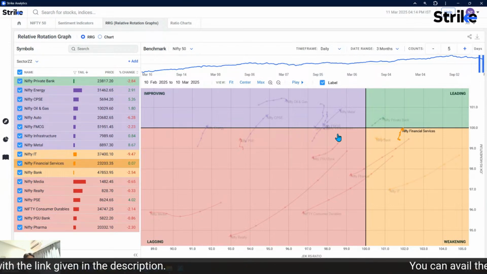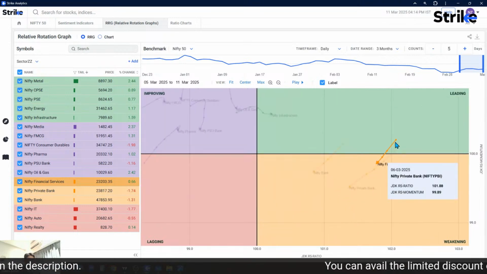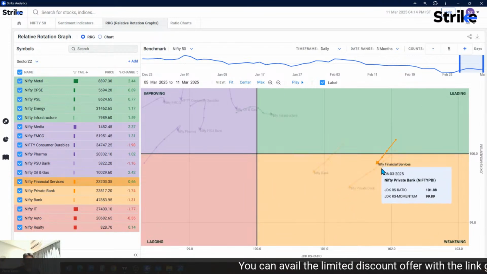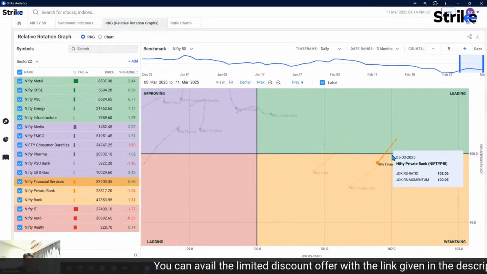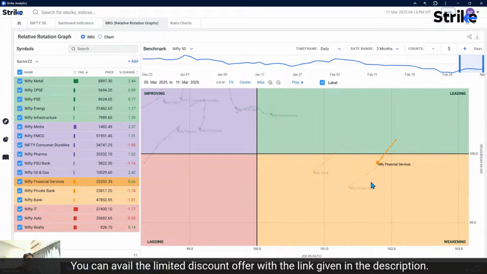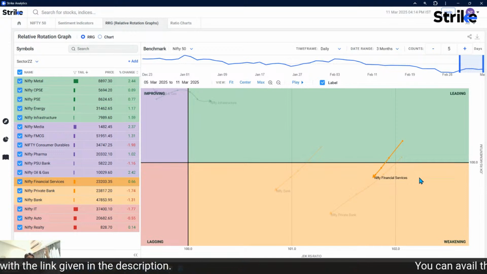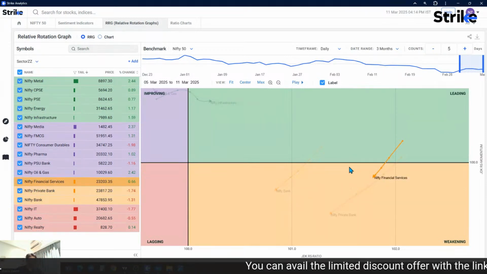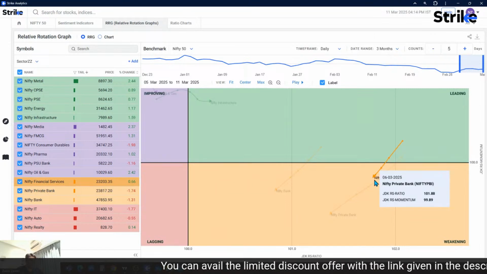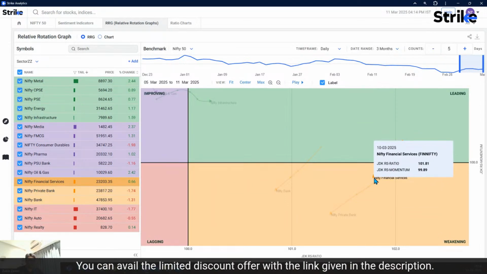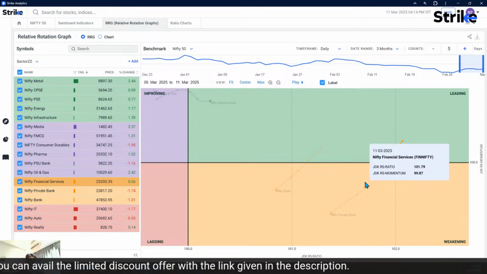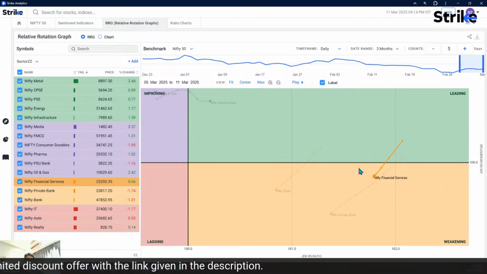Let's have a look at the daily time frame also. On the daily time frame, it's losing momentum. From the leading, it has entered into the weakening quadrant. All right. So now the question is when to enter into the financial services. Higher time frame, it is looking good. So on the lower time frame, let it turn. Right now it is in the weakening quadrant. Wait for a day or two, see whether from here it is turning up or not.